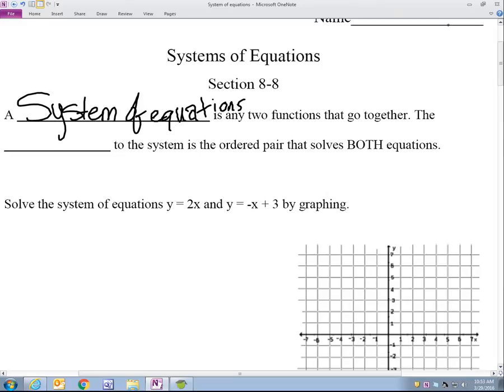The solution to the system is the ordered pair that solves both equations. So it's whatever value of x and y fit into both equations.